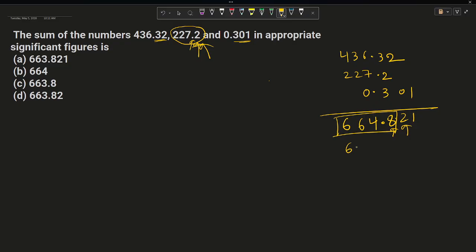So the final answer will be 664.8. If this digit is greater than 5, then you have to increase this digit by 1. So the final answer will be, sorry, this one will be 3. This one will be 3. So the final answer will be option C.